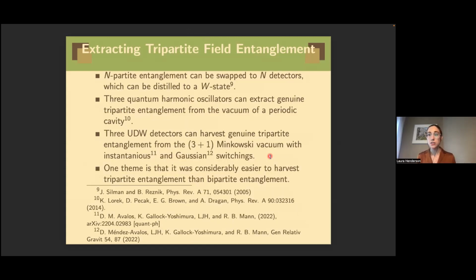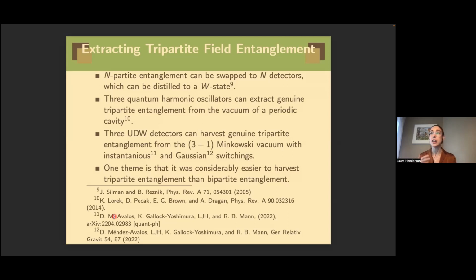We can also harvest multipartite, or n-partite, entanglement. It was shown in 2005 by Simon Resnick that you can swap n-partite entanglement to n detectors, and that can be distilled to a W state. But not a lot of people have looked into that. One of the first papers was by Lorak and collaborators, where they used Gaussian quantum mechanics to extract genuine tripartite entanglement from the vacuum of a periodic cavity.